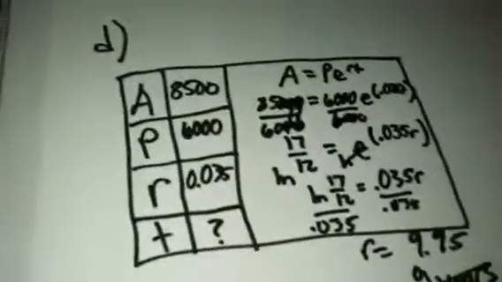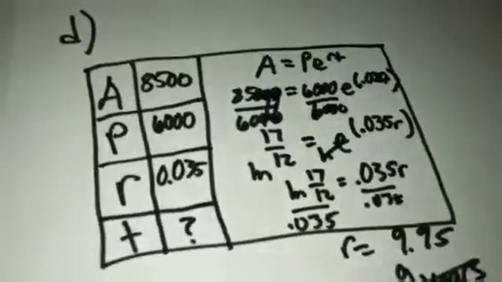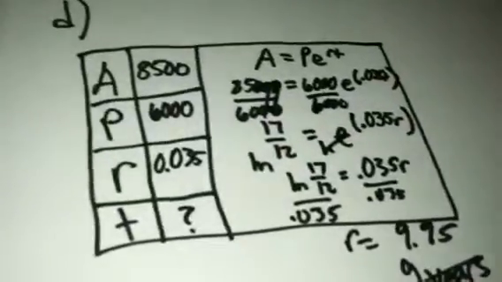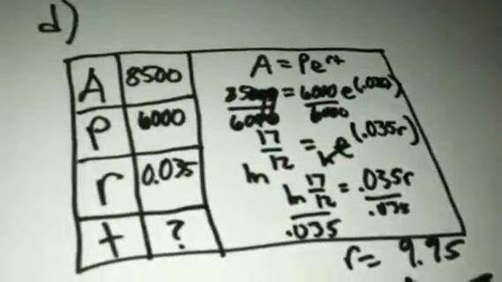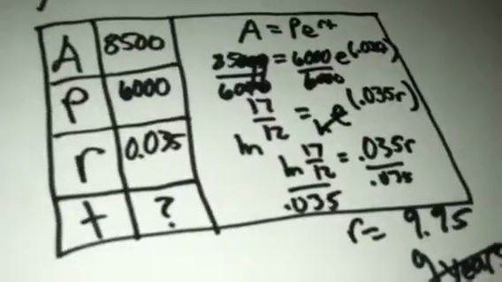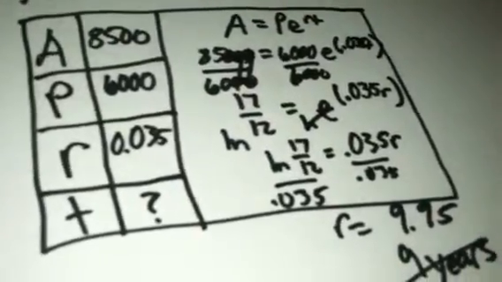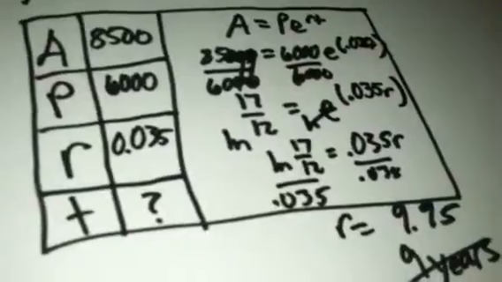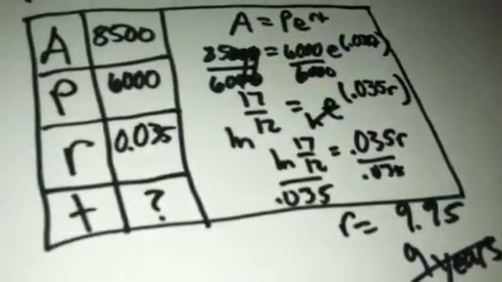We divide by 4, and it will equal 0.3132, and the percent would be 31.32%. For D, it's the same thing, but now we're finding how long it will actually take. So we plug everything in: 8,500 equals 6,000 e to the 0.035T. We divide by 6,000 and simplify, that's 17 over 12 equals e to the 0.035T. Natural log gets rid of the e, so we have natural log of 17 over 12. We divide that by 0.035, which equals 9.95.